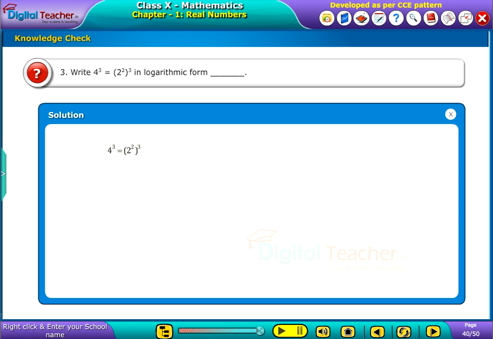Given 4 power 3 equal to 2 power 2 whole power 3. By solving, we get 64 equal to 2 power 6. Therefore, its logarithmic form is log 64 to the base 2 equal to 6.